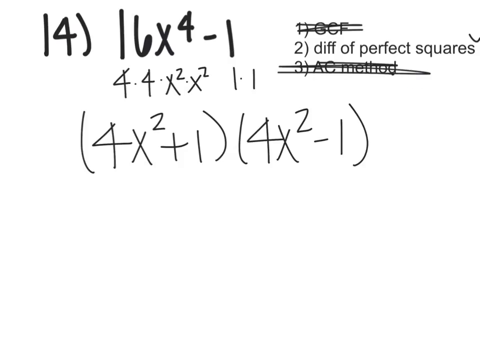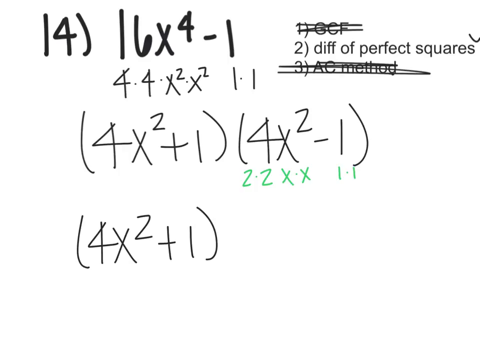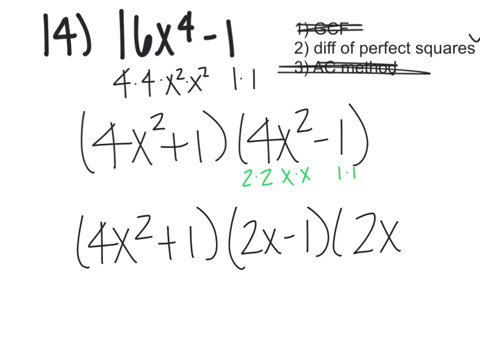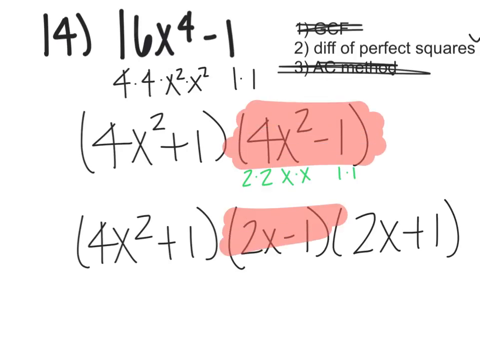So there's still no GCF in this problem, but if you'll notice, I have another difference of perfect squares. 4x squared minus 1 is a difference of perfect squares because 4 is 2 times 2, and then x is x times x, and 1 is 1 times 1. So this first half, 4x squared plus 1, it's prime. I can't do anything else with it. But 4x squared minus 1 is really 2x minus 1 times 2x plus 1. So I took what was the parentheses 4x squared minus 1, and I broke it down. I factored it even further into 2x minus 1 and 2x plus 1 because each of those was a perfect square.